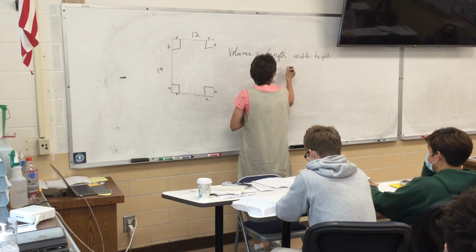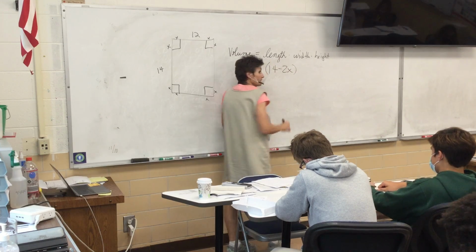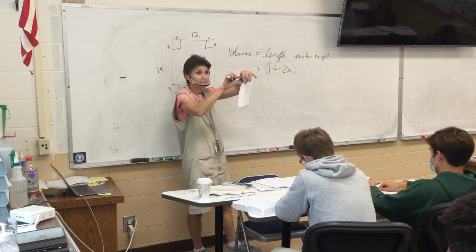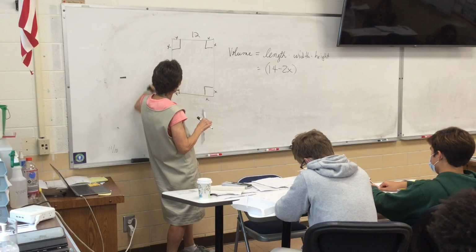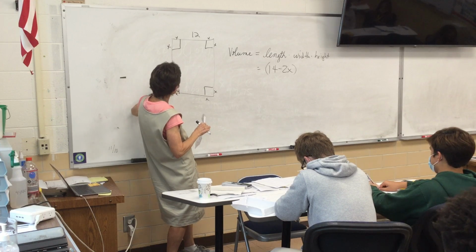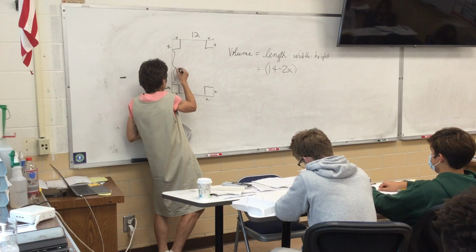14 minus x? 2x. Because didn't I take an x off the top and an x off the bottom? So this is going to be 14 minus this minus this. So 14 minus 2x is right here.